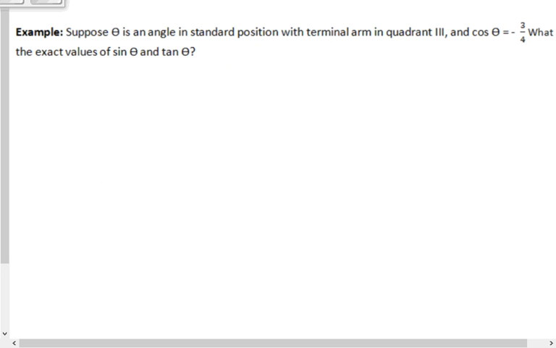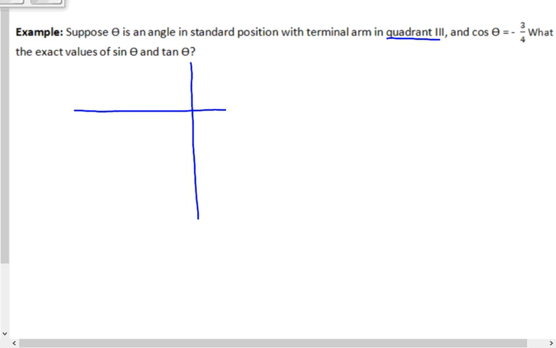So our next example is, suppose that theta is an angle in standard position with a terminal arm in quadrant 3 and cos theta equal to -3 over 4. What are the exact values of sine and tan? So similar to our last question, but this time we're going to work with the information that we're given. So again, we'll sketch our x and y axis. We know that it's going to be in quadrant 3, so down in the bottom left quadrant. And we know that cos of theta equals -3 over 4.